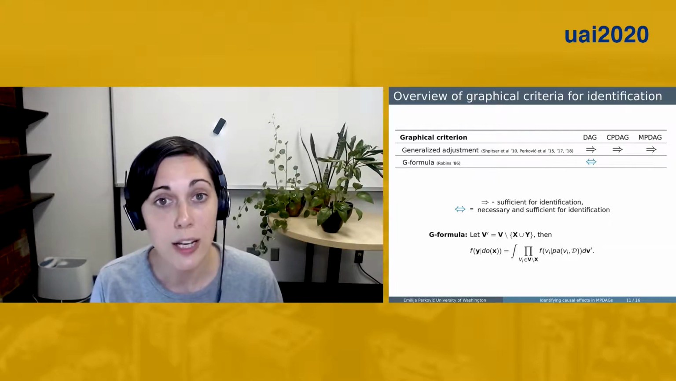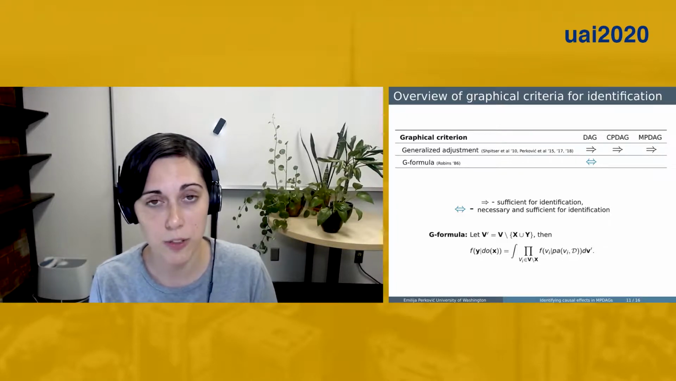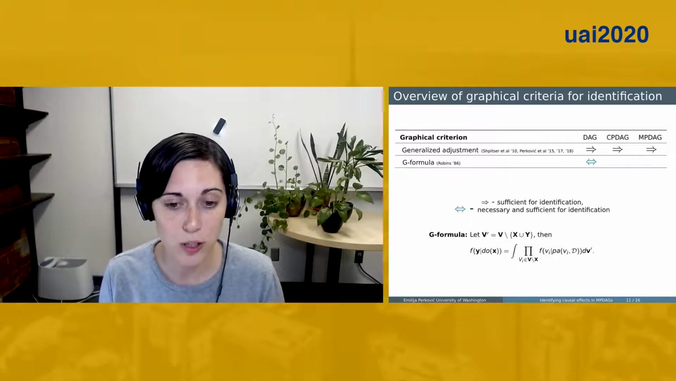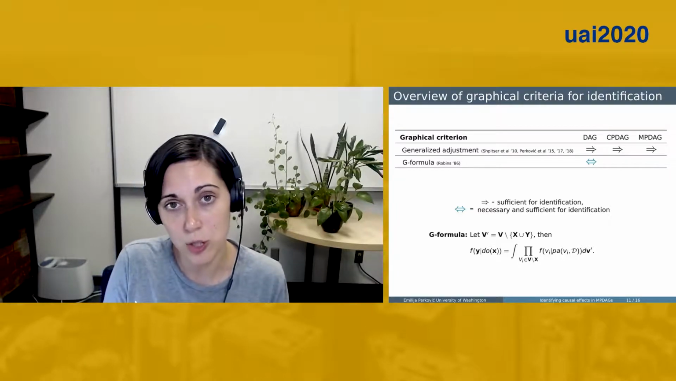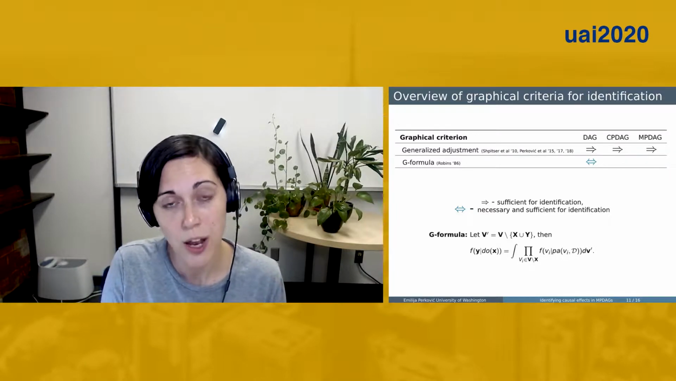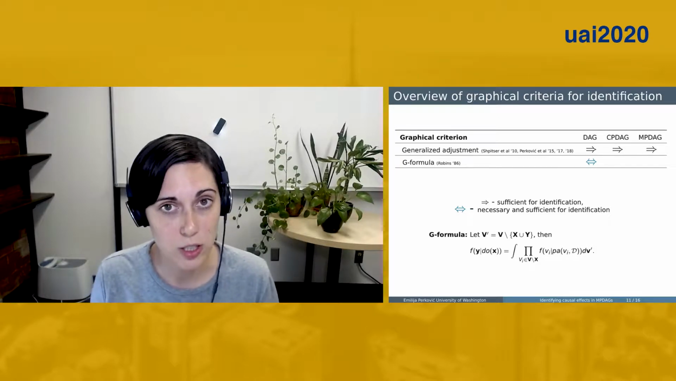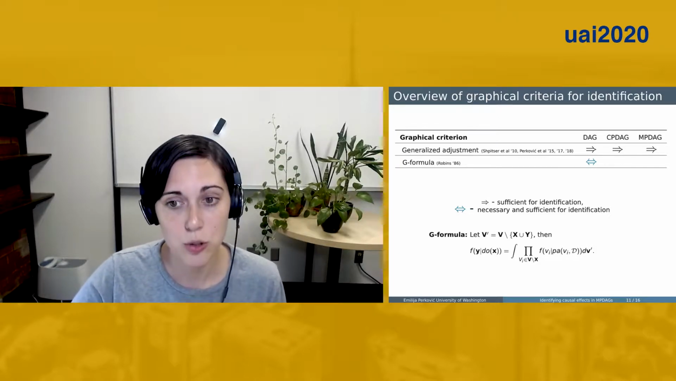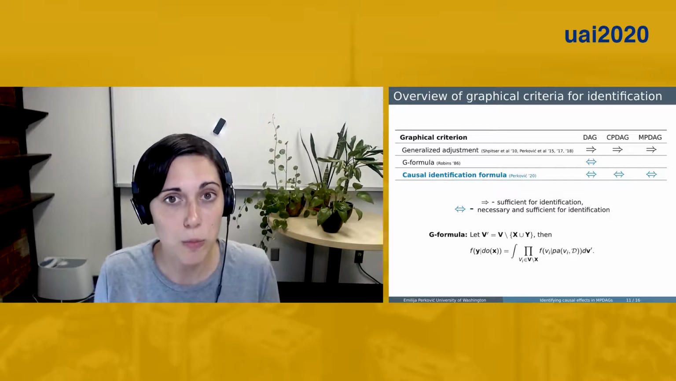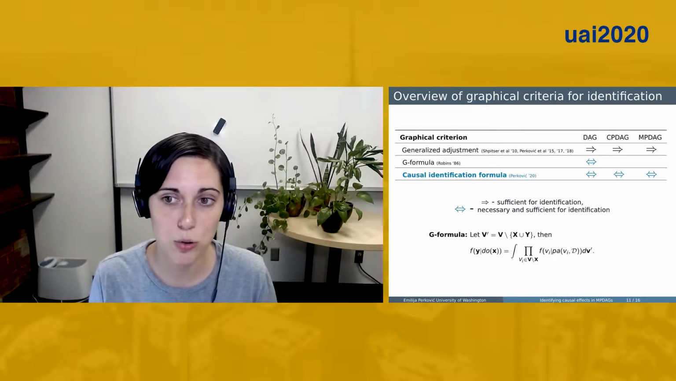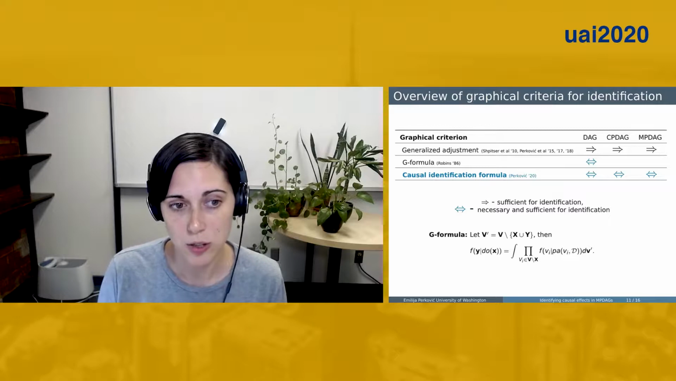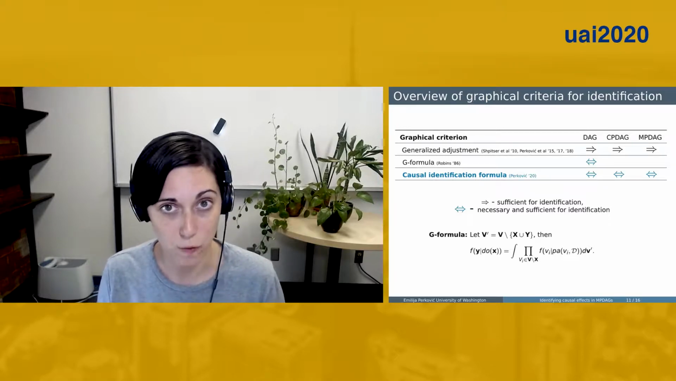identification criterion in DAGs. And here I've given one example of this G formula, right, where we have this factorization of the interventional joint distribution, and we're simply integrating over everything that is not in X or Y. So the goal of my paper was to give a generalization of this result to CPDAGs and MPDAGs, and so I've called it the causal identification formula.